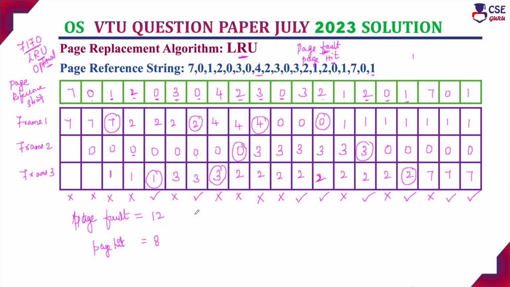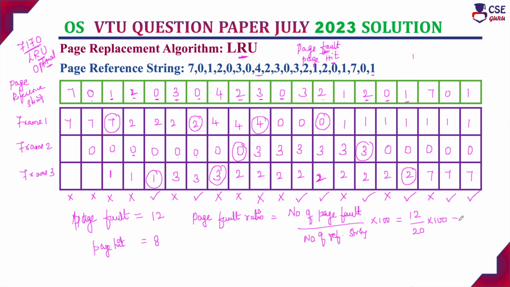So next we need to find the page fault ratio and page hit ratio. What do you mean by page fault ratio? How will you find it? It is nothing but the number of page faults, which is 12, divided by the number of reference strings, which is 20, into 100. So the page fault ratio you will get is 60%.